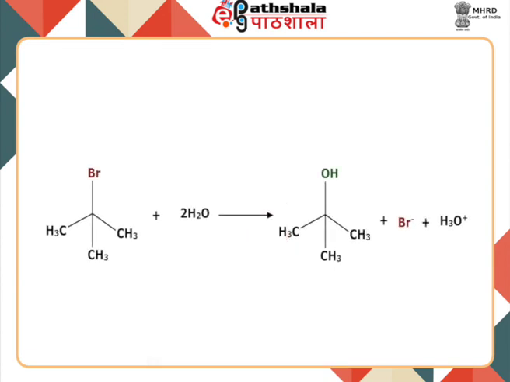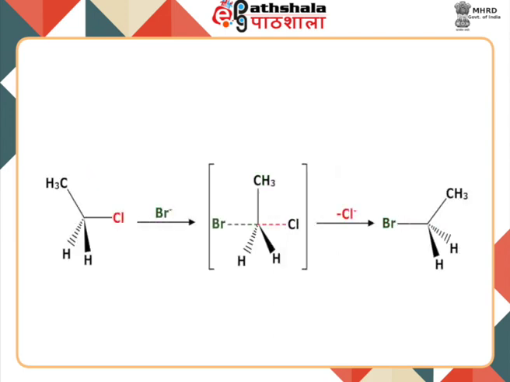An example of the SN1 mechanism is shown here. Tertiary butyl bromide reacts with water to give tertiary butanol. An example of the SN2 mechanism is the reaction of ethyl chloride with bromide ion to form a transition state which expels chloride ion, which is the leaving group, to form ethyl bromide. This is an example of the SN2 mechanism taking place in a single step.